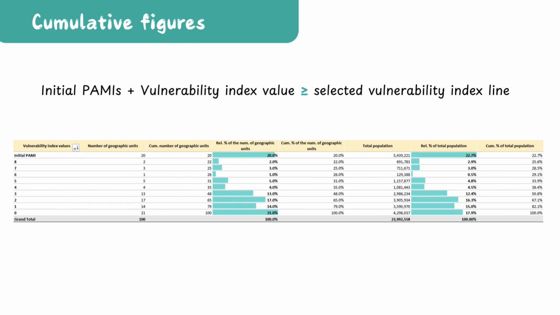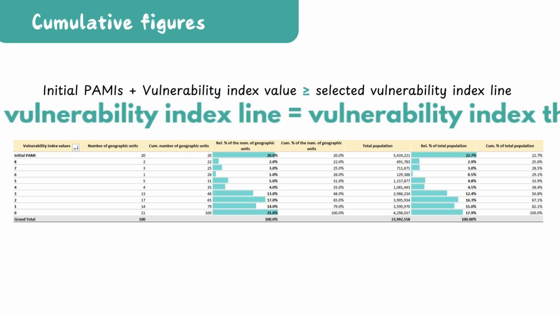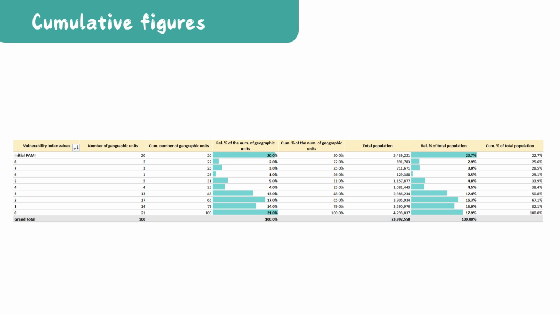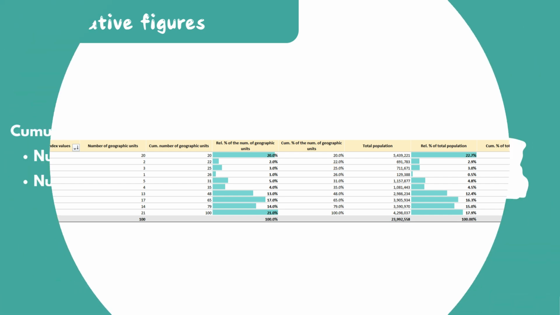On the other hand, cumulative numbers and percentages are for initial PAMIs plus all geographic units that have a vulnerability index value equal to or above the selected table line. In other words, all geographic units that would be PAMI if the vulnerability index threshold was the selected table line. Looking at cumulative values, if the vulnerability index threshold was set to 7, in total, 25 geographic units would be PAMI, representing 25% of the geographic units. 28% of the country population would live in PAMI.